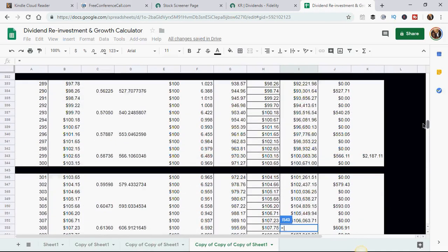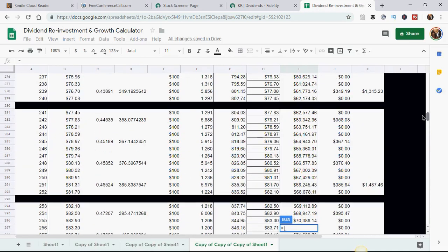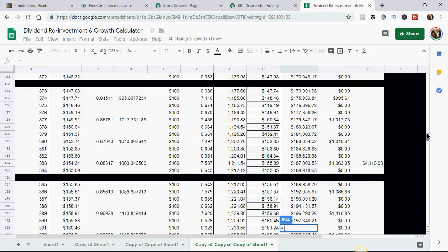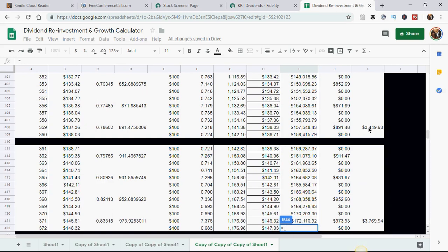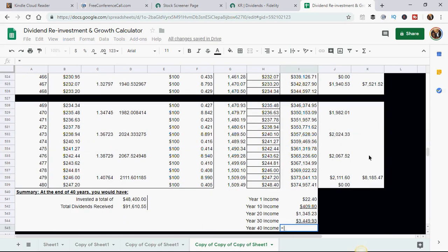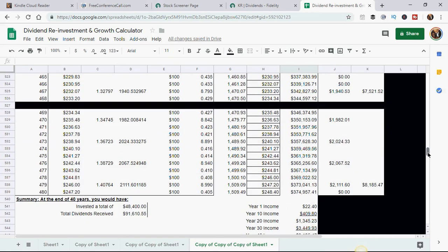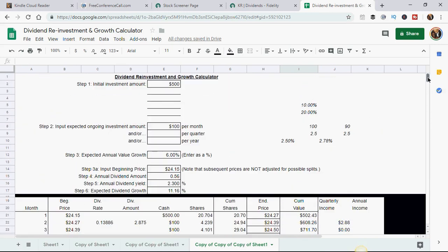All right, so 20 years, that's 20. And 30, 360, and 40 is... All right, so you'd have actually $375,000 producing about $9,000 a month. Okay. That's not bad. It's not bad.